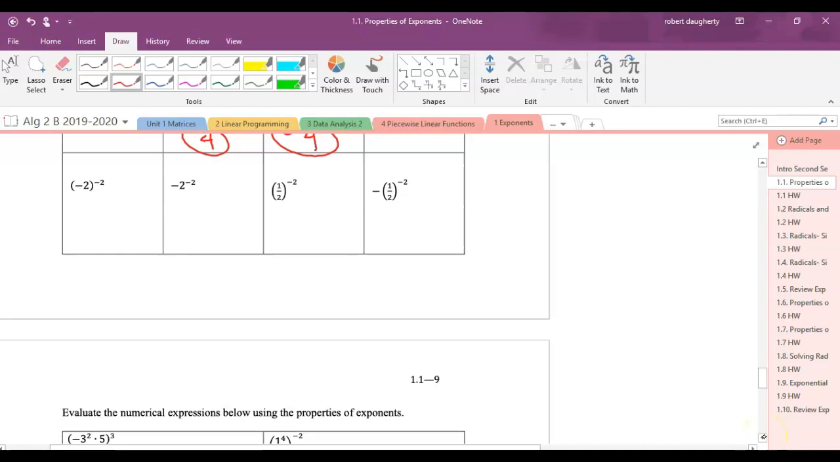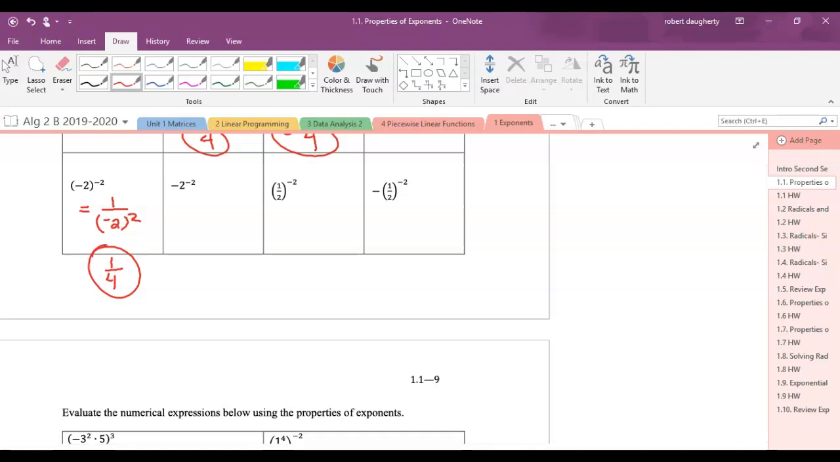Negative 2 to the negative 2 power, okay? What do I do with the negative exponent? This negative exponent is found in what part of the fraction in this one? The top of the fraction, so it becomes positive when I move it to the bottom. So this is 1 over negative 2 squared. What is being squared? Negative 2. What is negative 2 squared? So this answer is 1/4.